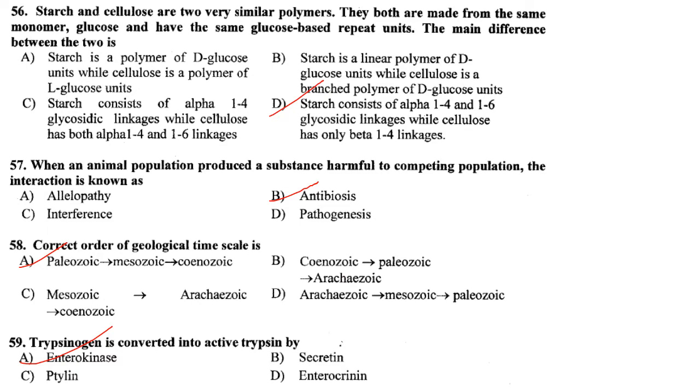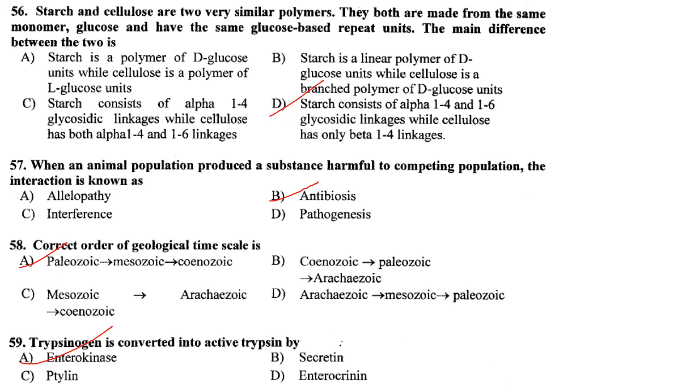Coming to the next question, starch and cellulose are two similar polymers. They both are made from the same monomer, glucose, and have the same glucose base repeat units. The main difference between the two is that starch consists of alpha 1,4 and 1,6 glucosidic linkages, while cellulose has only beta 1,4 linkages. So the answer is option D.